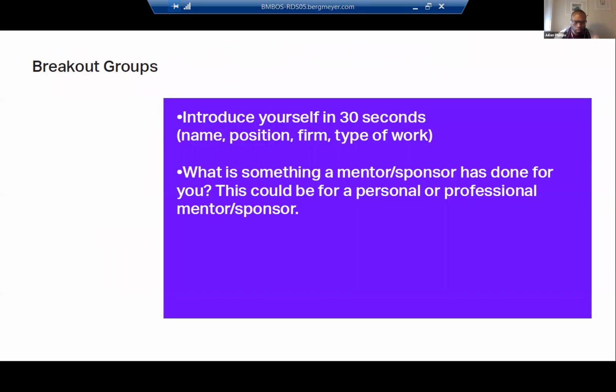Next slide, please. So we have a breakout group here, and we've been thinking about all these mentors and the different experiences that mentors or sponsors give us. We want to take 30 seconds to introduce ourselves: name, position, firm, and type of work. And then also, what is something that a mentor or sponsor has done for you? I think it'll be interesting for us to reflect for a moment and think about this from a personal or professional standpoint. And we'll take a couple moments to do that.